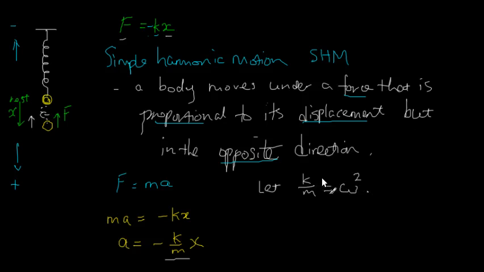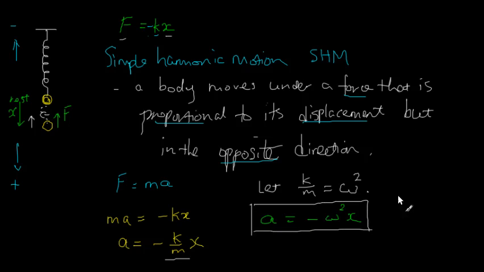So at the moment, no new physics, nothing new. I'm just going to write this out again as a is equal to minus omega squared x, where I renamed k over m as omega squared. That's my new name for k over m. And now I finally get a form that is a very, very standard form of an equation for simple harmonic motion.